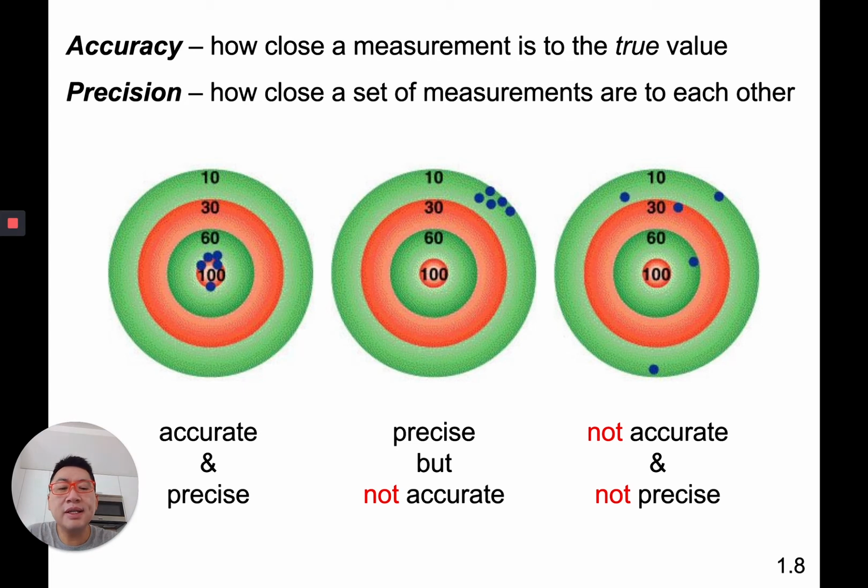You can technically be accurate but not precise. That would be if you took the average of these things and it just so happens to be what the true value is. But yet again, the values that you got were all over the place. So you could be accurate, but not precise.